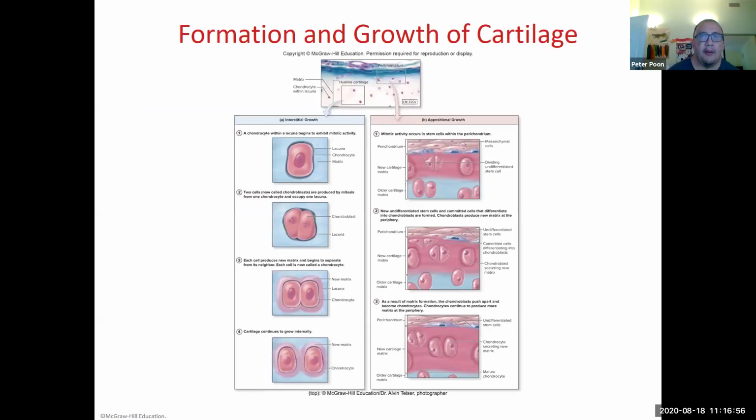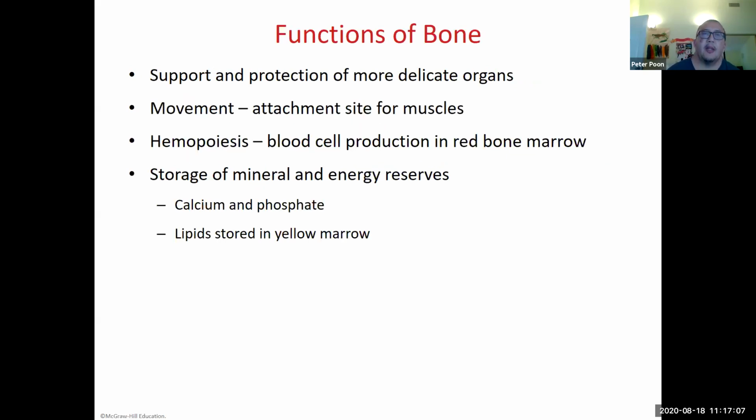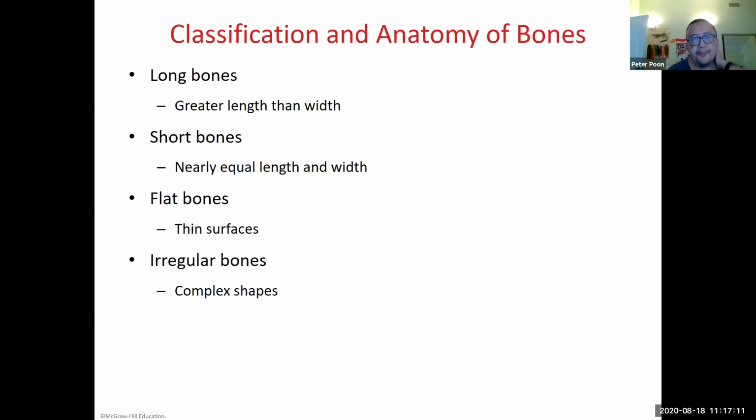Okay, bone. The bones of the skeleton are complex organs containing all 4 tissue types. The functions of bone are listed here, so make sure you go over this. There are 4 classifications of bone: long bones, which are longer than they are wide. So if you think of the average bone that you draw, that is a long bone, or the average bone in a cartoon, that's a long bone.